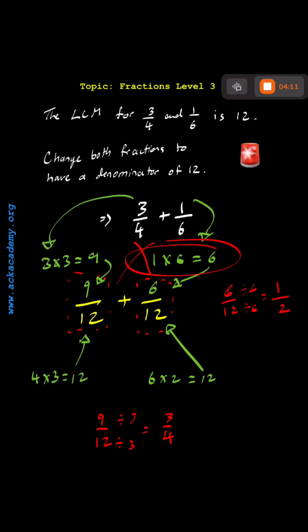Well, I had to multiply 6 times what to give me 12? 6 times 2 gives me 12, right? Yeah. But for whatever reason, I did 1 times 6, which is not correct. I have to do 1 times 2. So what's 1 times 2? It's 2. And that means this becomes a 2 here.